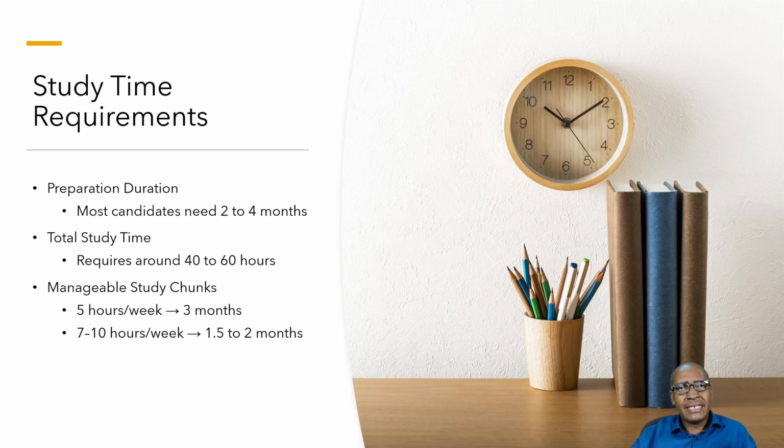The total study time required for the exam is about 40 to 60 hours, depending on how you structure your time. You could plan maybe for about 5 hours a week of study time, and if you break it down that way, then it should take you about 3 months to prepare. If you have more time, then you can target between 7 to 10 hours per week, and in that case it may take you somewhere between 1.5 to 2 months.